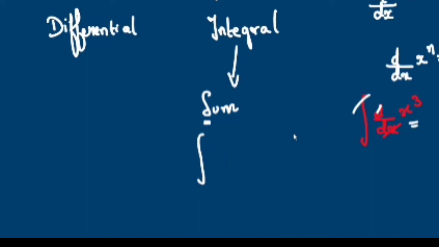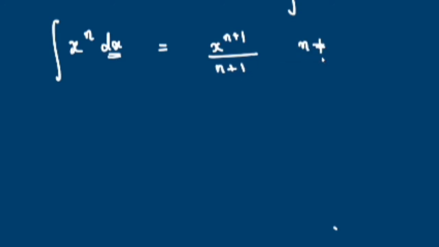For finding the original function, you have a set of formulas. The first formula we are going to study is integration of x power n dx. See, this is the sign for integration, and this dx shows which variable we are integrating. So x power n dx. The formula is x power n plus 1 by n plus 1, when n is not equal to minus 1, plus c.